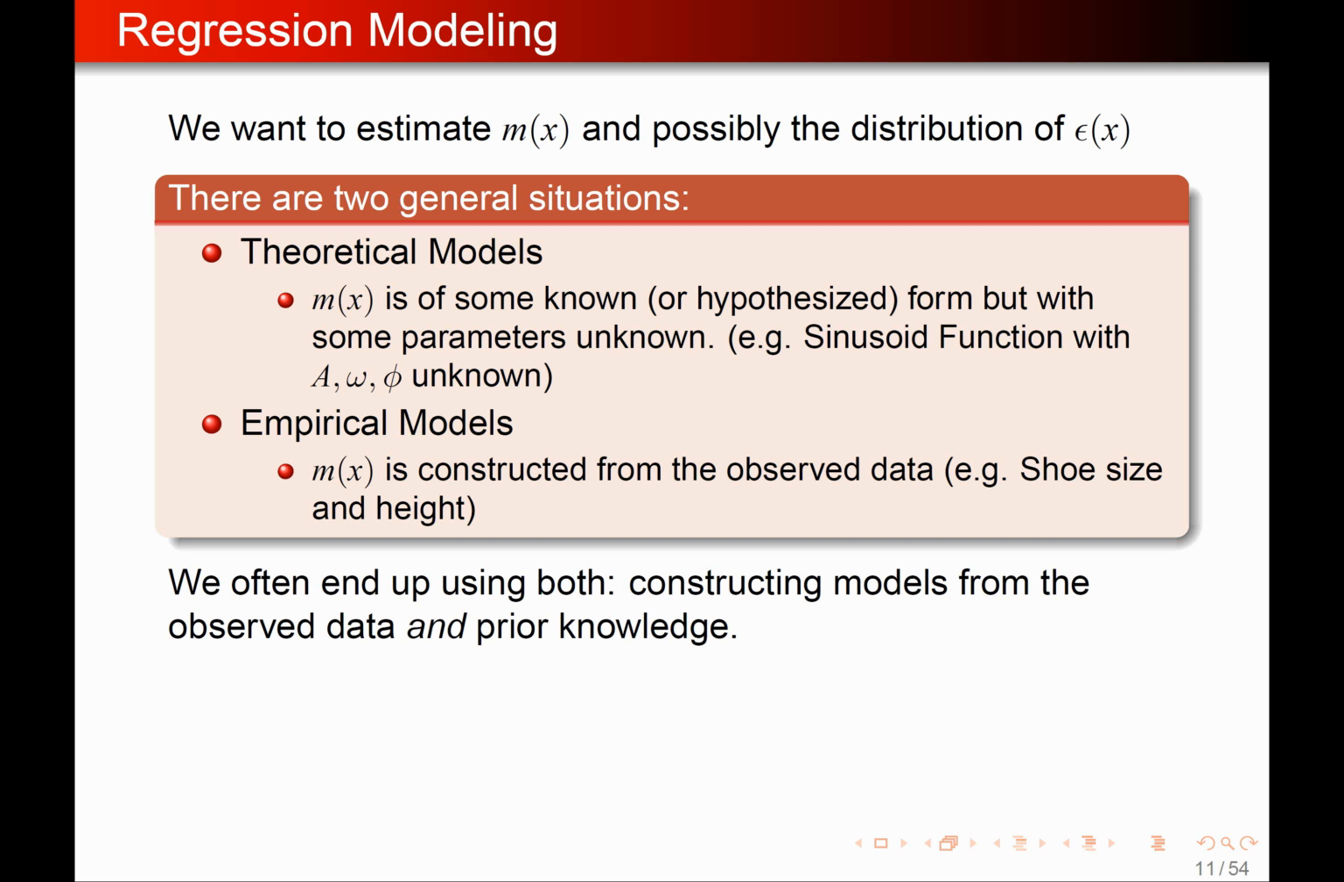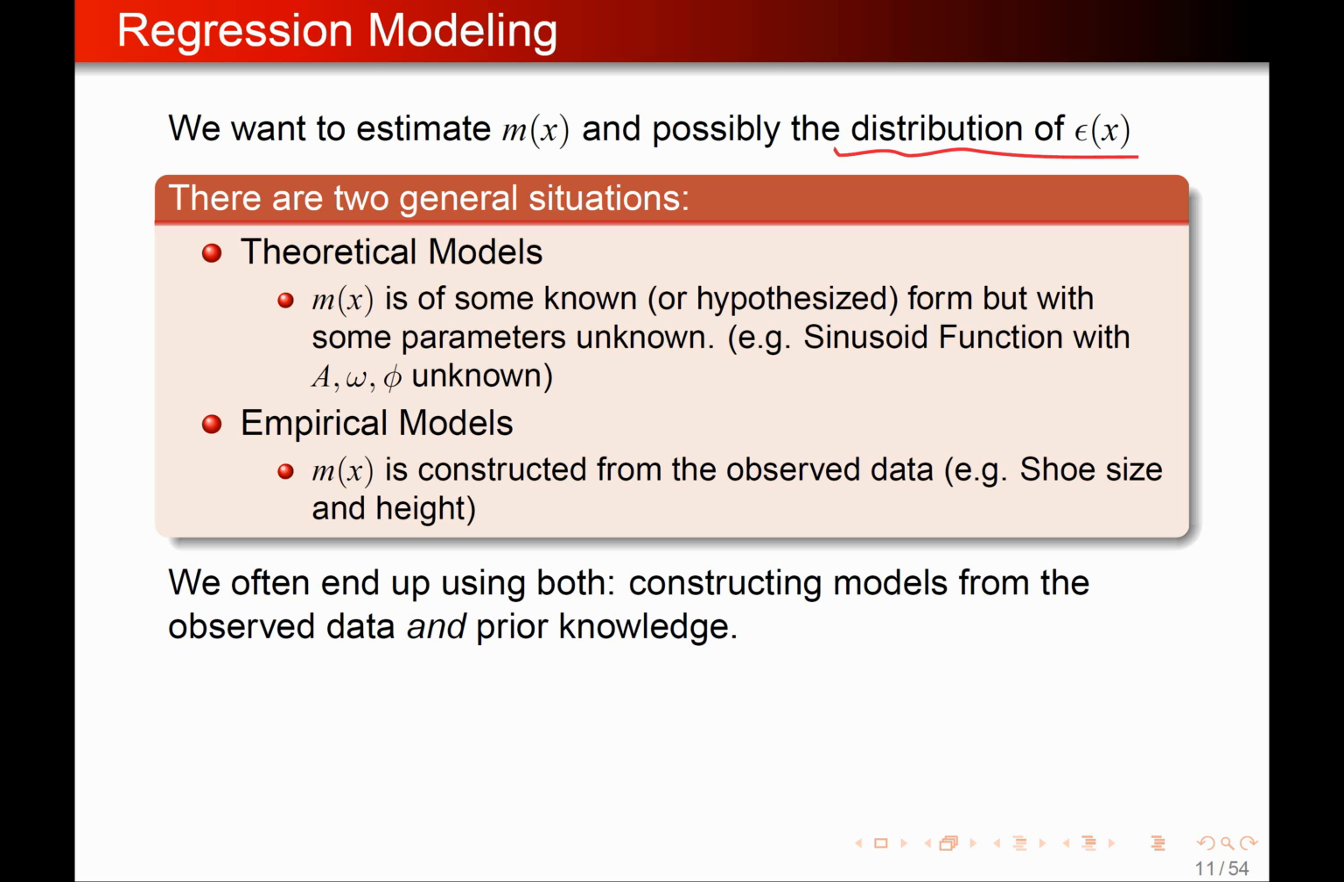So regression modeling, we want to estimate the mean m(x) and possibly the distribution of epsilon(x). So the distribution of epsilon(x) is the envelope that we discussed in the previous lecture, that we want to cover most of the data. That's the confidence interval we want to estimate.